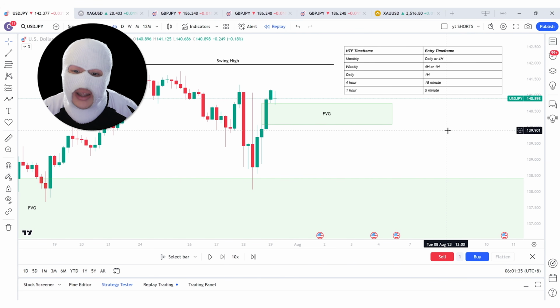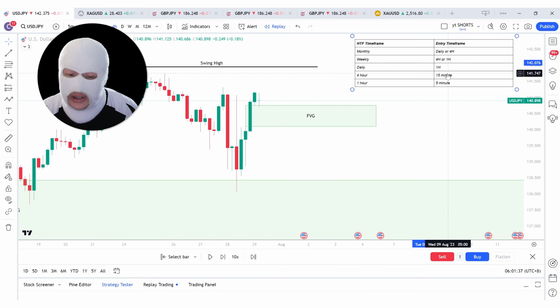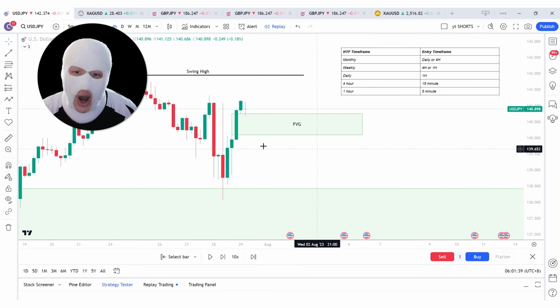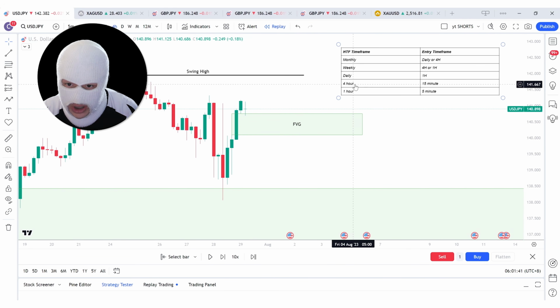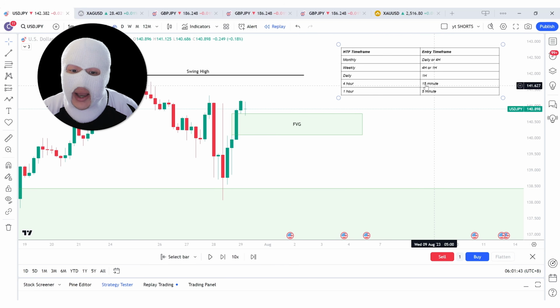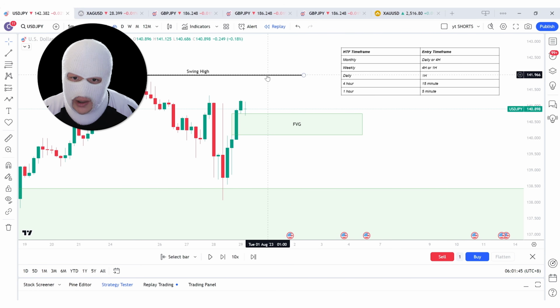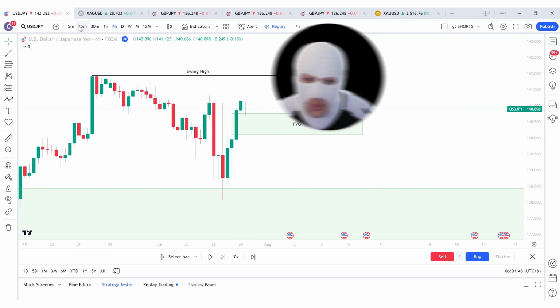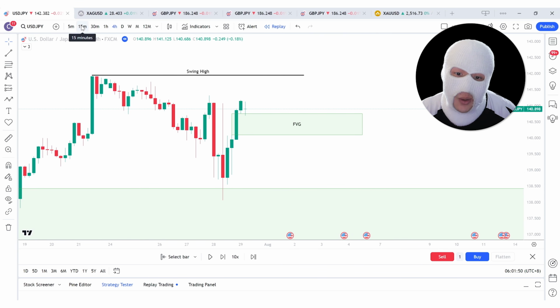Our top-down time frame in this case would be the 4-hour, as we are using the 4-hour fair value gap as an entry criteria, targeting the 4-hour swing high right over here for our take profits. According to the time frame alignment, we will use the 15-minute time frame for our entry.